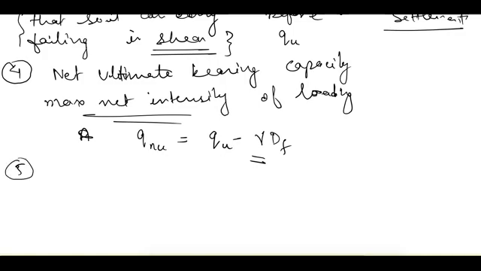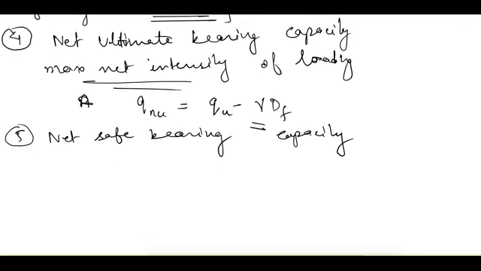Now our next definition is net safe bearing capacity. Net safe bearing capacity would be the net ultimate bearing capacity divided by some factor of safety, because we will not provide our structure with the net ultimate bearing capacity itself. We always take some factor of safety. So dividing our net ultimate bearing capacity by the factor of safety would give us the net safe bearing capacity, that is Qns.